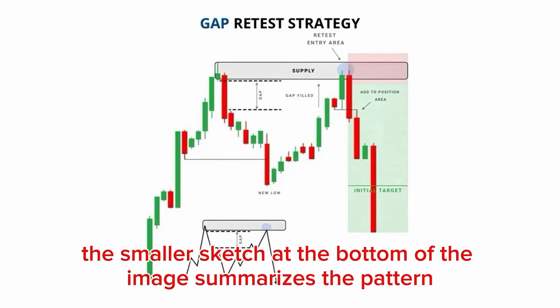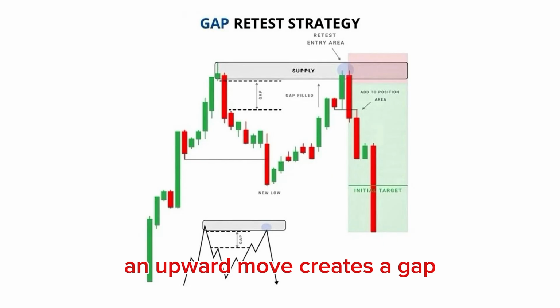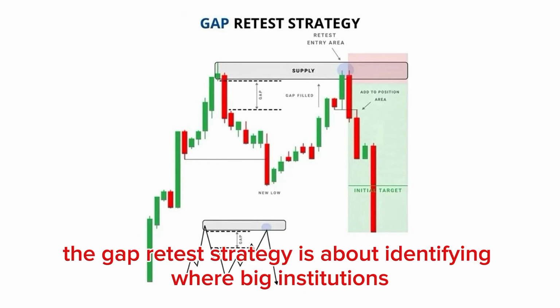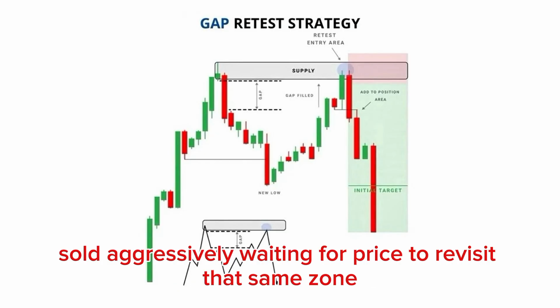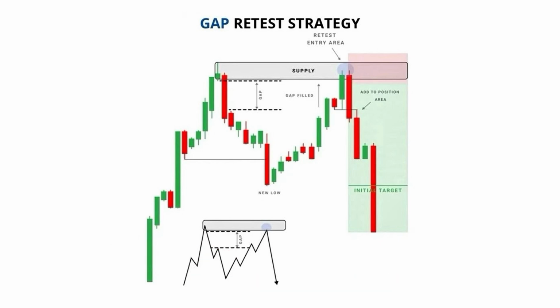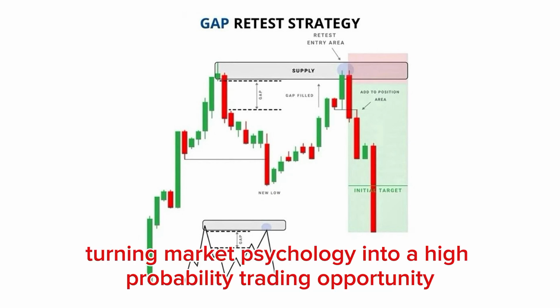The smaller sketch at the bottom of the image summarizes the pattern. An upward move creates a gap. Price drops to a new low, then climbs back to retest the gap before falling sharply again. In simple words, the gap retest strategy is about identifying where big institutions sold aggressively, waiting for price to revisit that same zone, and then joining the sellers for the next strong downward wave, turning market psychology into a high-probability trading opportunity.